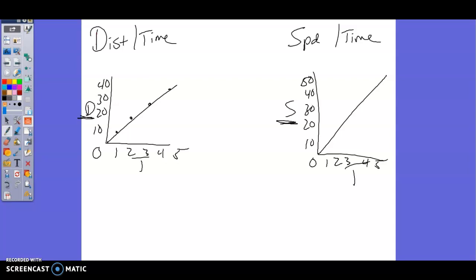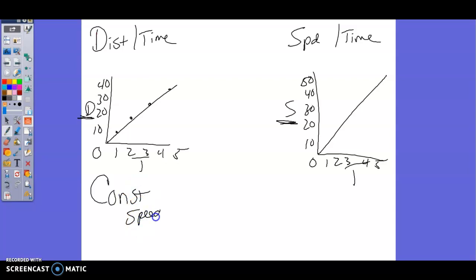So 10 divided by 1 is 10. 20 divided by 2 is 10. 30 divided by 3 is, and 40 divided by 4 is. So every time I check on this car, it's going 10 miles an hour. What would we call that? Every time it's 10 miles an hour. This is a constant speed.